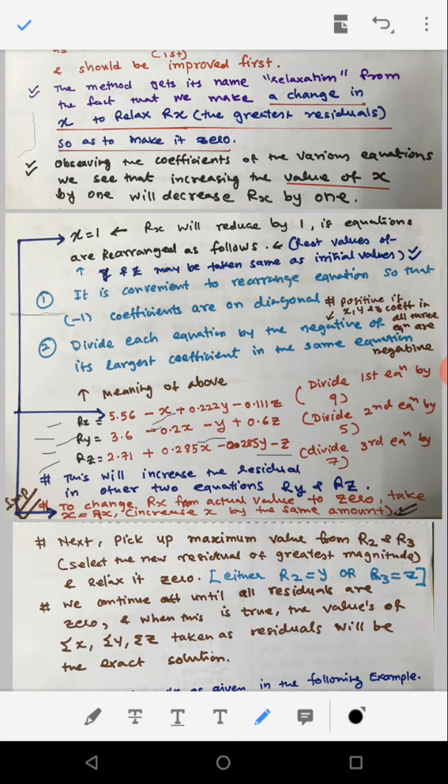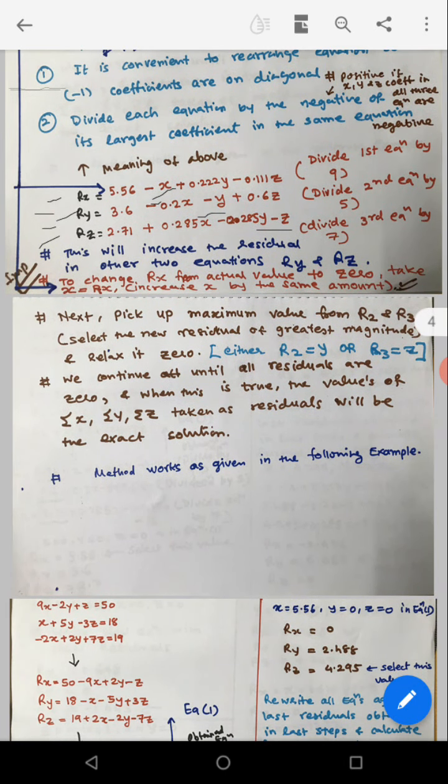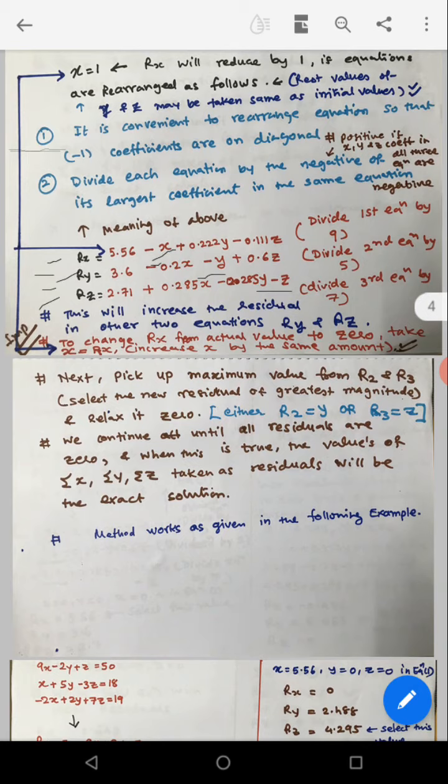So what we have to do now, next we are going to pick up the maximum value from R2 and R3. So next step will be, first we will take x equal to Rx, and that means increase x by the same amount as your residual. Next you have to pick up the maximum value from R2 and R3, because R1 is 0, to relax the greater magnitude of the residual as 0.